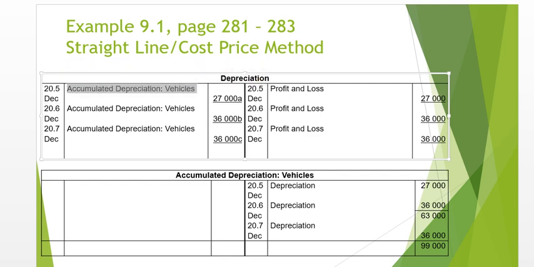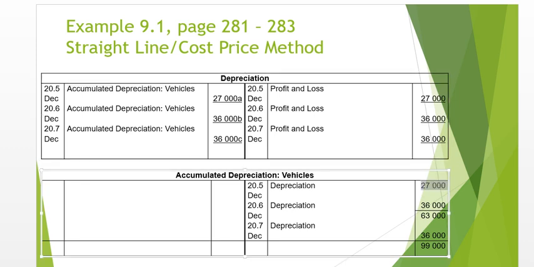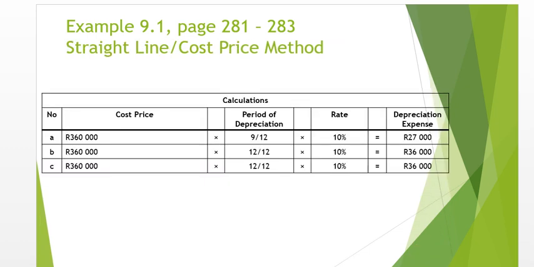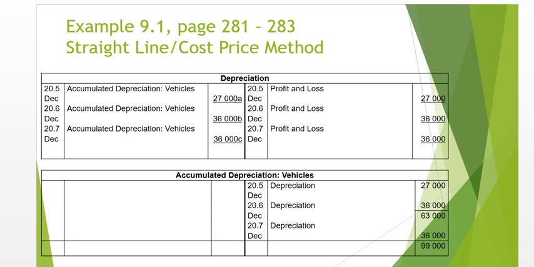And our accumulated depreciation on vehicles account is our asset account, which decreases the value of our asset. So meaning it's an asset, so a decrease in an asset will have a credit balance. So we're going to credit 27,000 Rand on the 31st of December, and that relates to depreciation. Okay, so that's looking at the 2005 financial year.